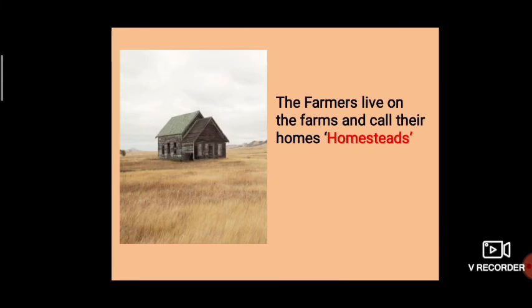Next, the farmers live on the farms and call their houses homesteads. This is one example. Such kinds of houses on the farms are known as homesteads. There are some farmers who live on the farms only. They live on the farms and made their houses over there only. Those houses are called homesteads.